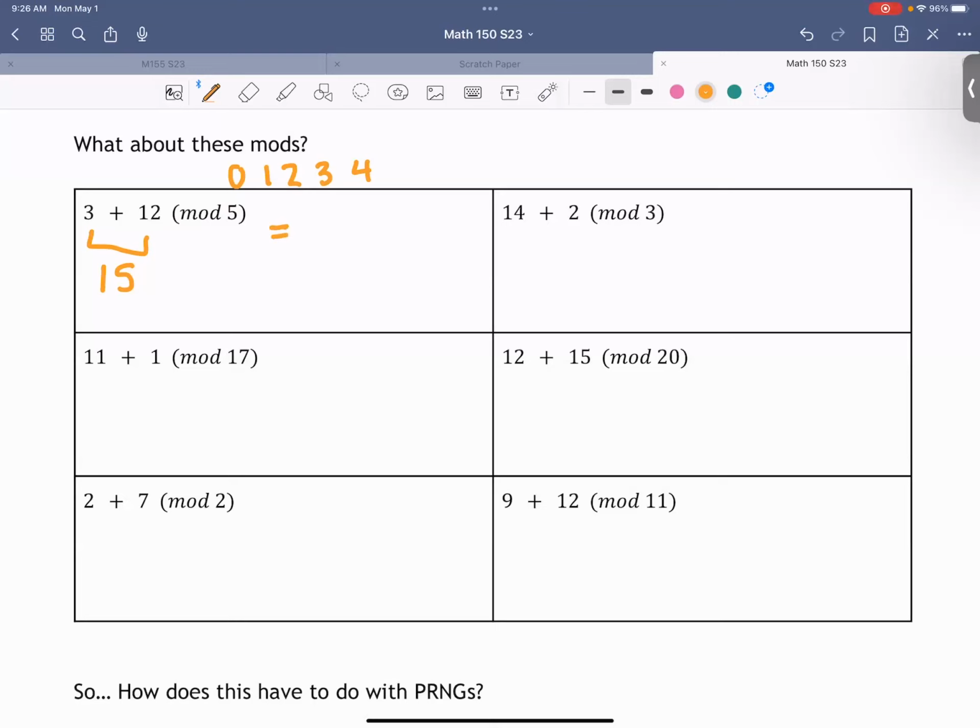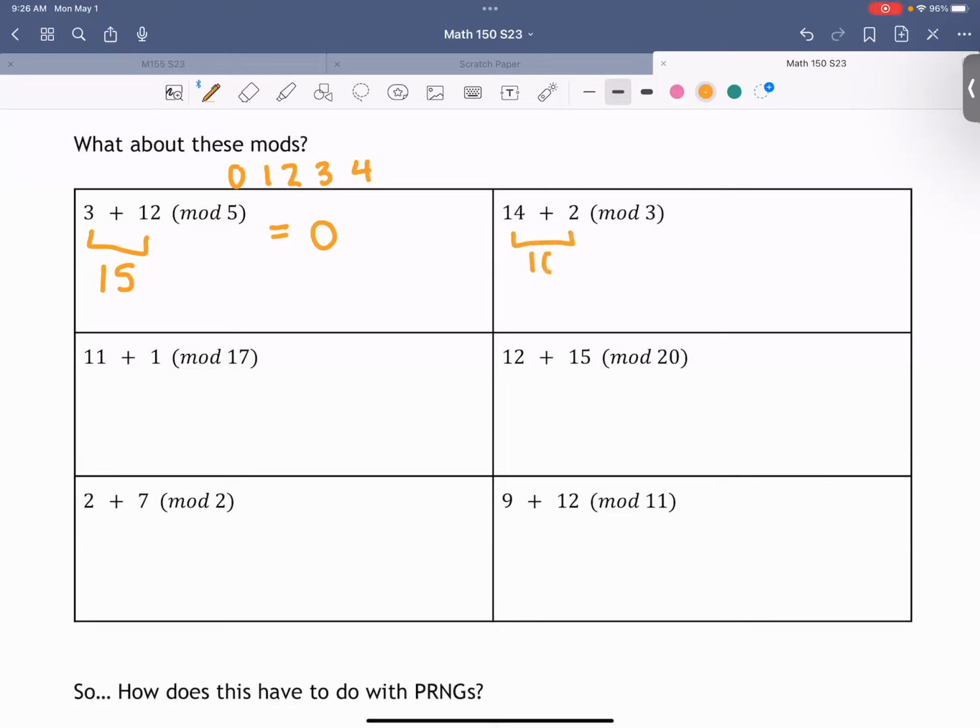I hear 2 different answers. Oh, 0. I get 0, right? So 15 minus 5 is 10, minus 5 is 5, 5 minus 5 is 0. Perfect. I had to subtract 5 three times.